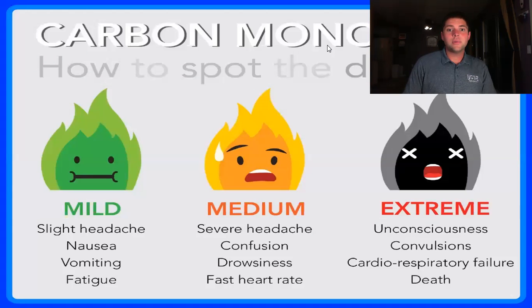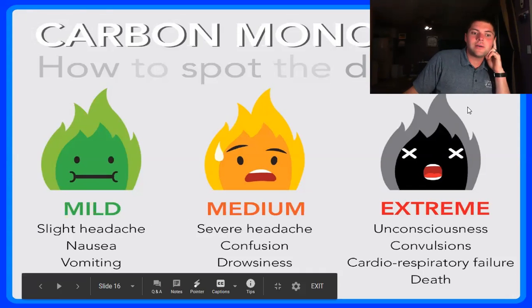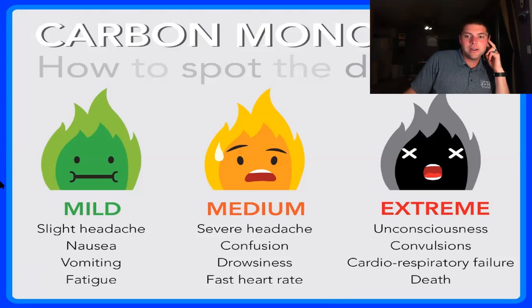So I have the carbon monoxide, how to spot the dangers. Mild symptoms: headache, nausea, vomiting. Medium: severe headache, confusion, drowsiness, fast heart rate. Extreme: unconscious, convulsions, cardiorespiratory failure, and death. Carbon monoxide is called the silent killer. It's a colorless, odorless gas. And it'll just make you go to sleep and you're not going to wake up, and that'll be the end of it. So carbon monoxide is very dangerous, which is why CO detectors, carbon monoxide detectors inside houses, save lives.